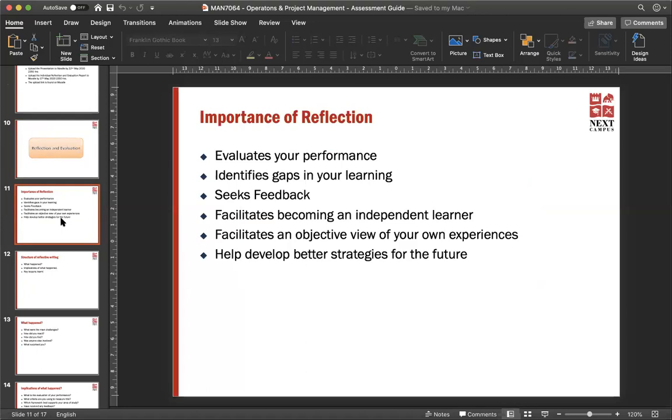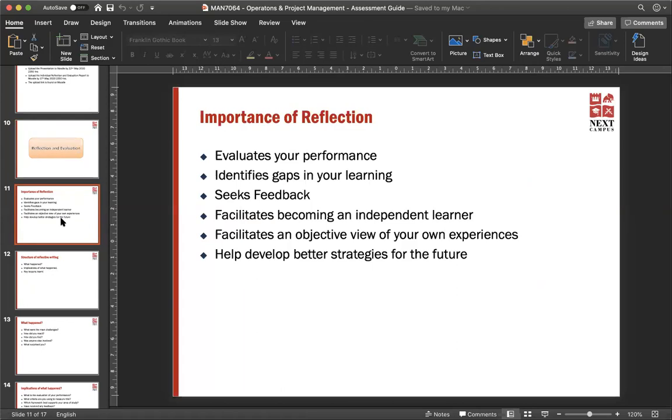The importance of reflection: it's supposed to evaluate your performance. It's supposed to identify gaps in your learning. It seeks feedback. It facilitates becoming an independent learner, facilitates an objective view of your own experiences, and helps develop better strategies for the future. So what it basically tries to say is, it's about a critical reflection and evaluation of yourself.